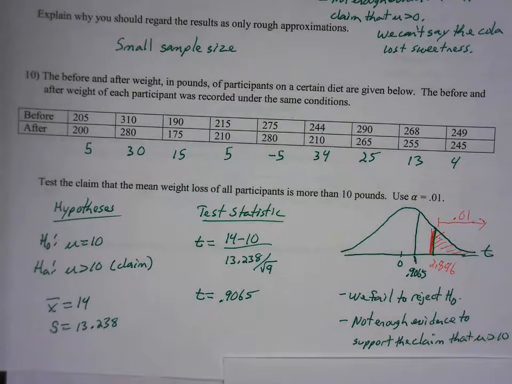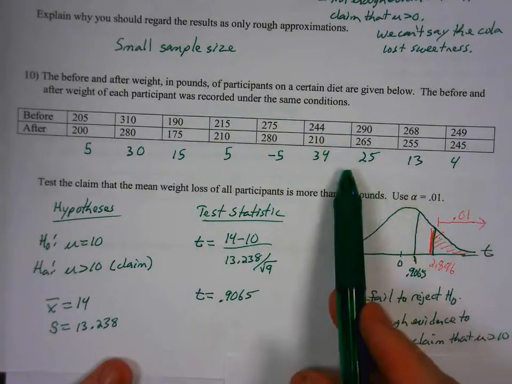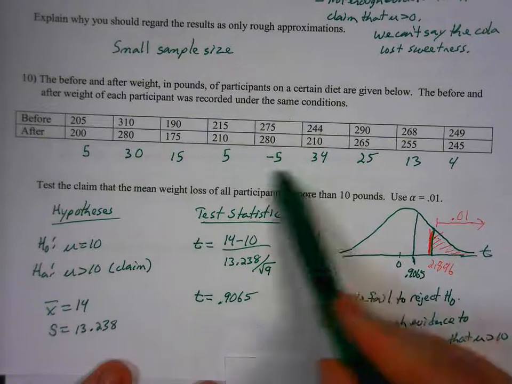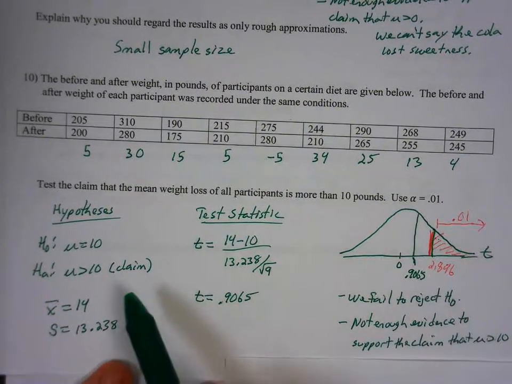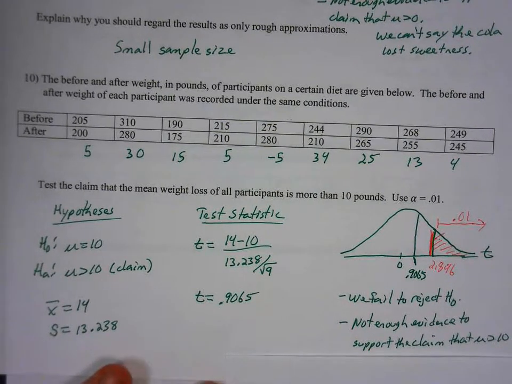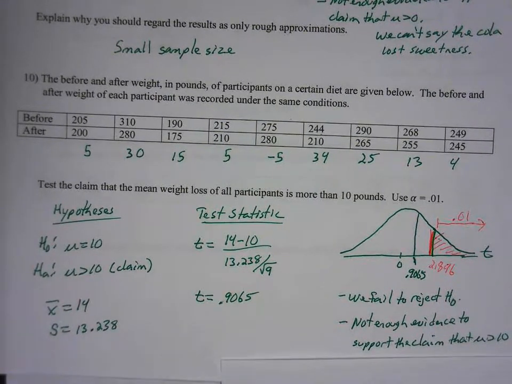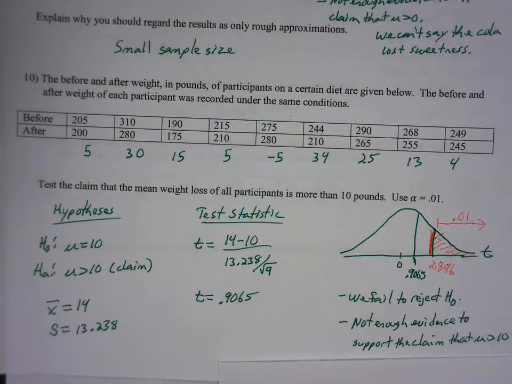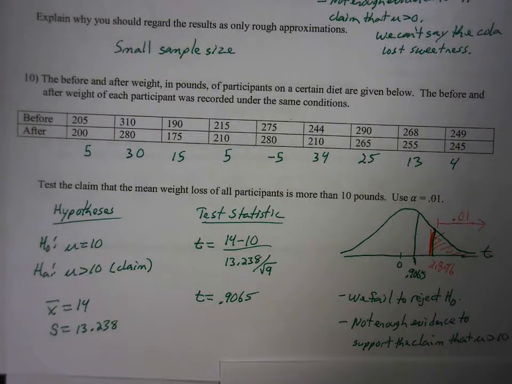A better hypothesis test would be if you had n greater than or equal to 30, because then you look at the central limit theorem. But I don't want to give you 30 values in a list. So a better test, again, would be to increase your sample size so the central limit theorem does apply, and that would allow you to have more concrete results rather than just rough approximations. Okay, so those are two examples of matched pairs design and using the t-distribution with those.